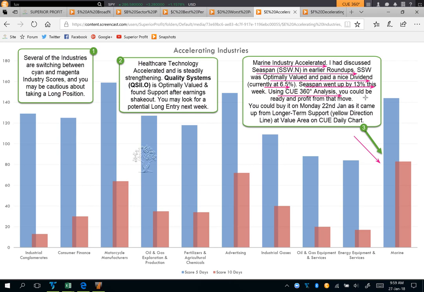Using 360 degrees analysis, the industry is turning around, the stock's fundamental strength, optimal valuation, and the chart pattern on Q charts, you could be ready and profit from this move. You could buy it on Monday, 22nd Jan, as it came up from longer term support.